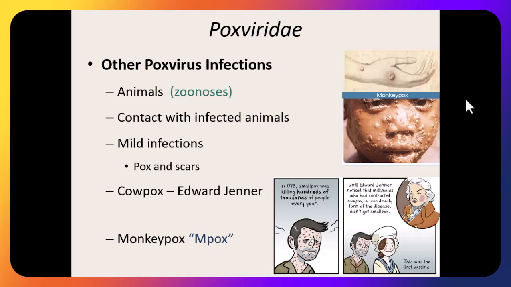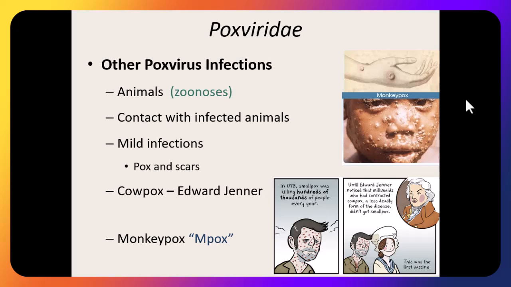The most commonly known one is cowpox. Edward Jenner was the one that realized that cowpox was similar enough to smallpox that even though they're not the same virus, they're still in the Poxviridae family, which means they do still share some similar genetics. That if you had cowpox, you were actually immune to smallpox.